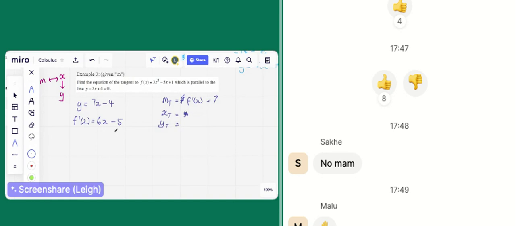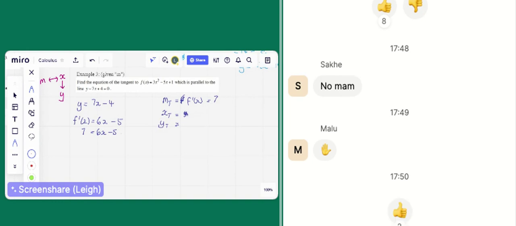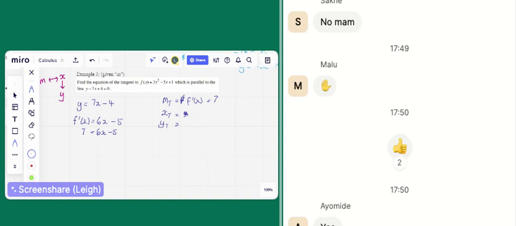And now, what am I going to make the 6x minus 5 equal to? 7. Excellent. So I'm going to put 7 over here equals 6x minus 5. Is everybody else comfortable with that? Do you understand why I've made f prime x equal to 7? Okay, in this case, I've been given the gradient. Okay, Virginia, you've given me a thumbs up. That's lovely. Oh, and a few more.